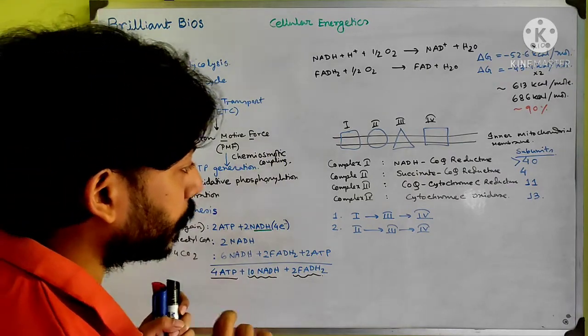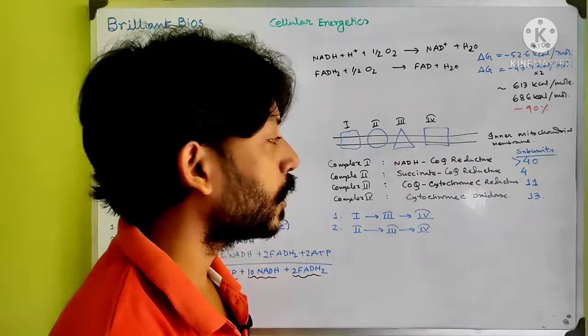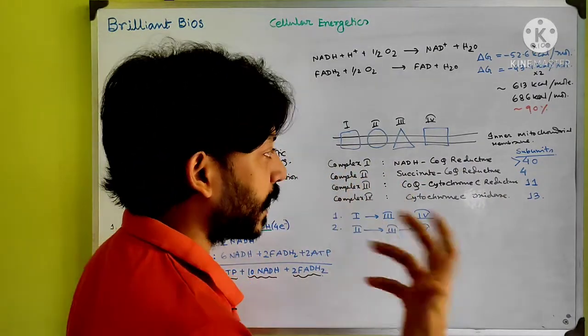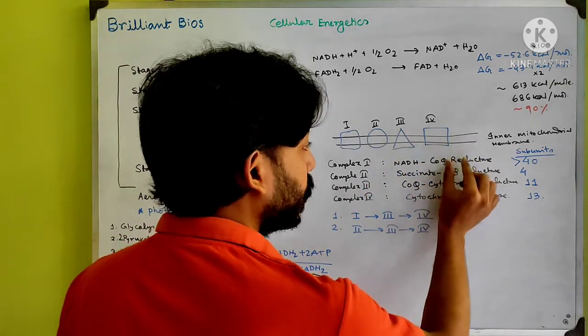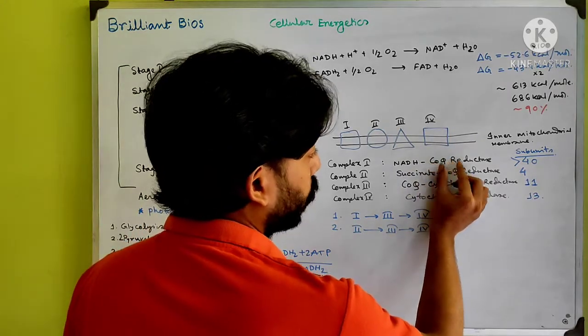Now you have to remember one fact. The name is also very easy to remember, because you know that complex 1 oxidizes NADH. So NADH first reduces a ubiquinone called CoQ. So it is called CoQ reductase.